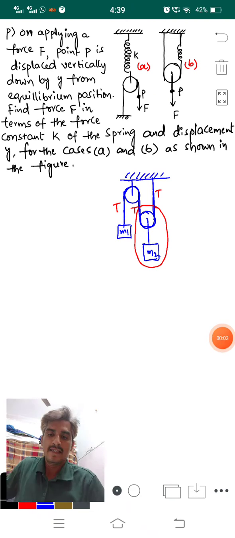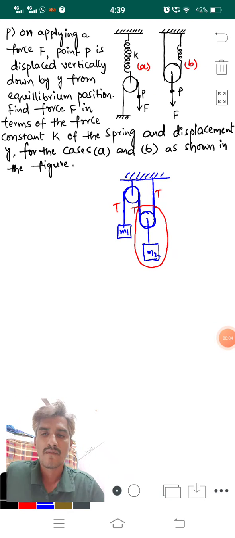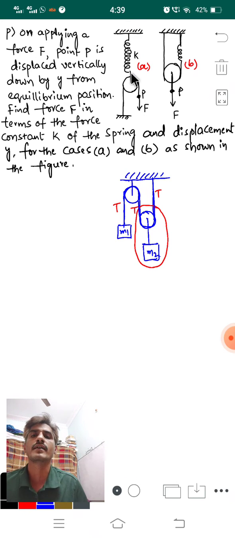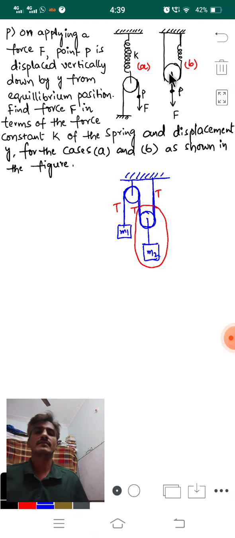Hi students. So this is a problem which is given in Newton's laws of motion. Now let us try to do this problem. Here there are two cases. As you can see the problem here, this is the first case and this is the second case.